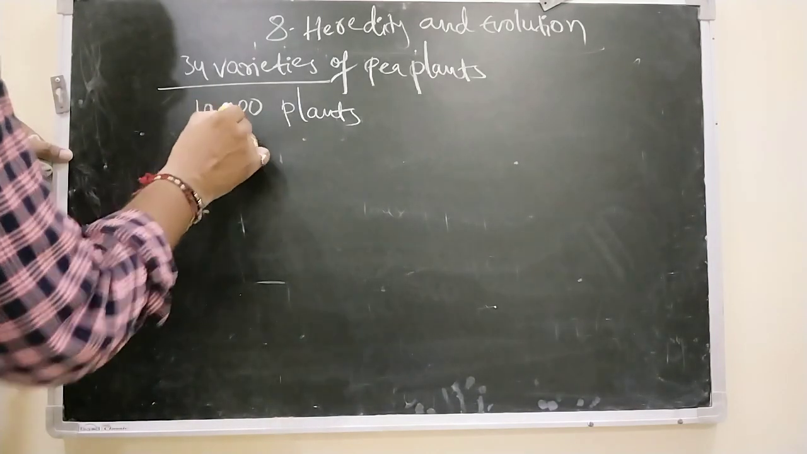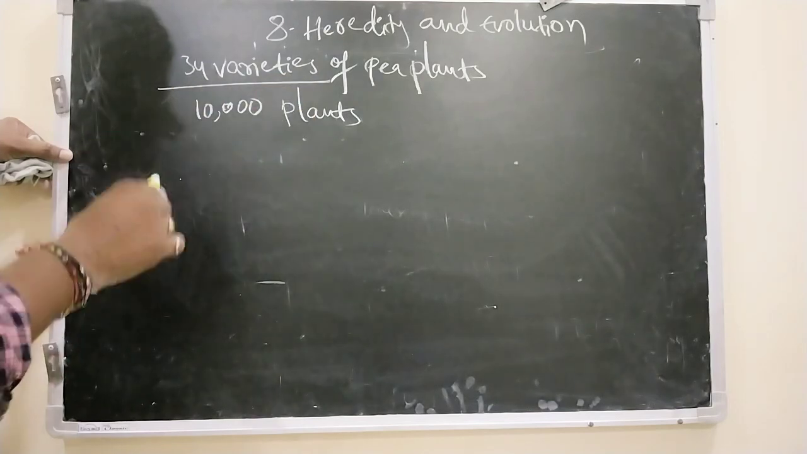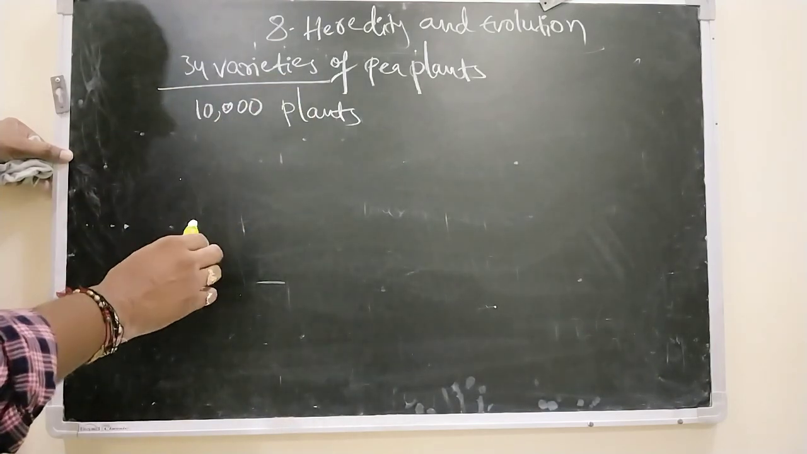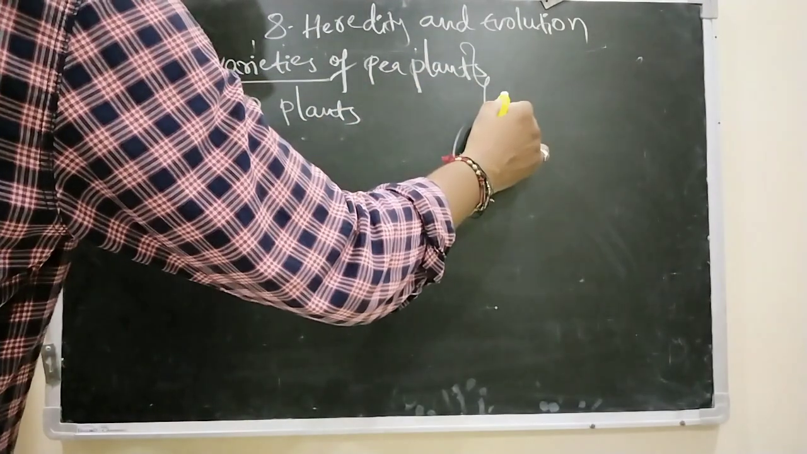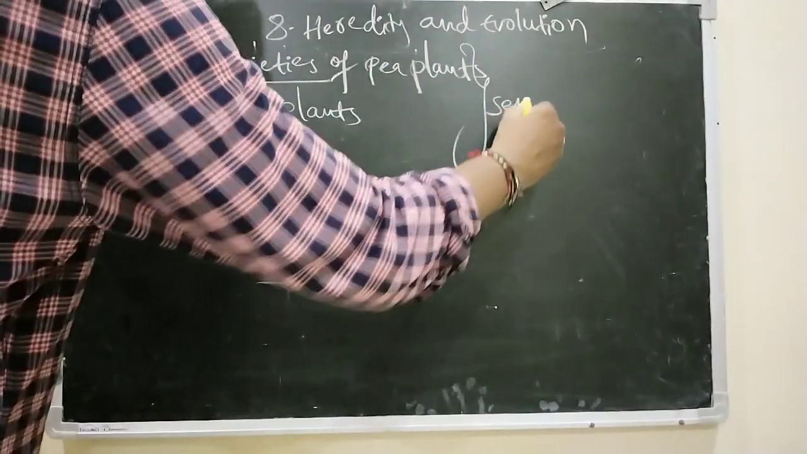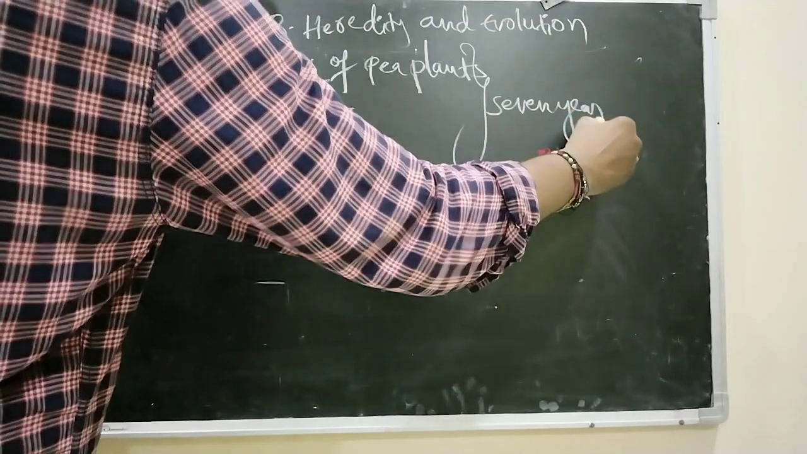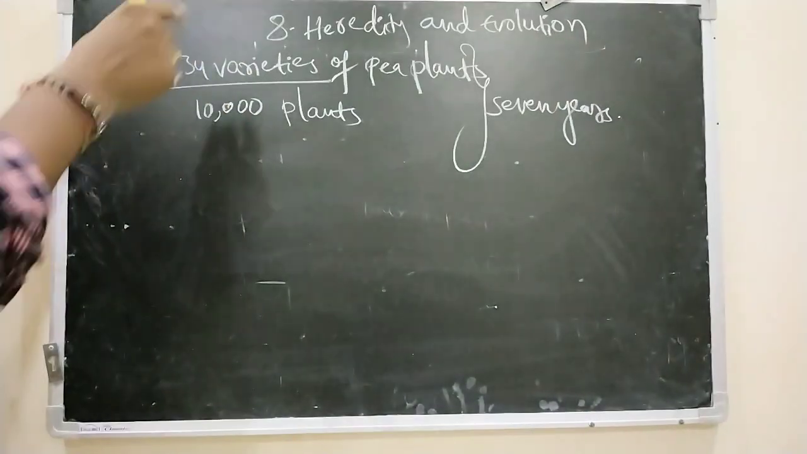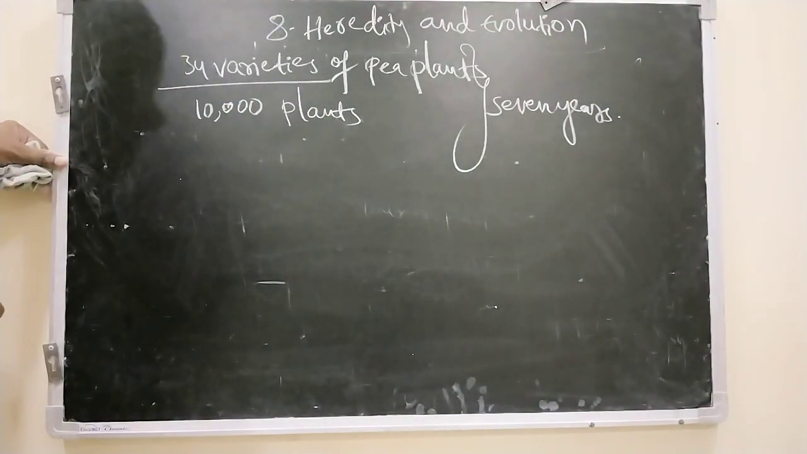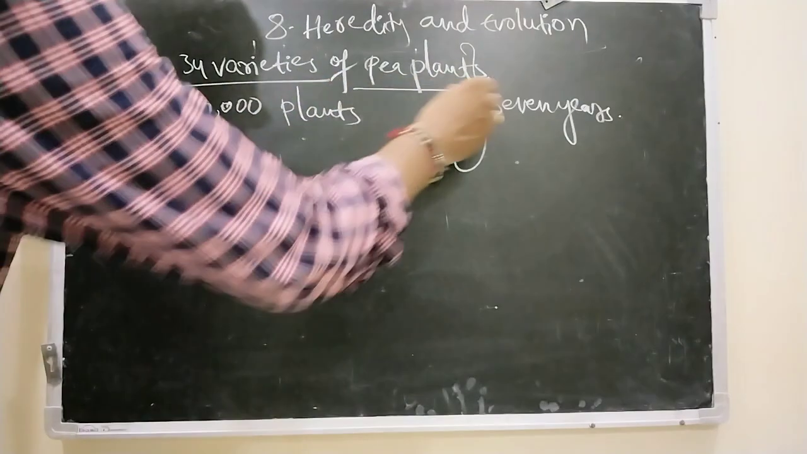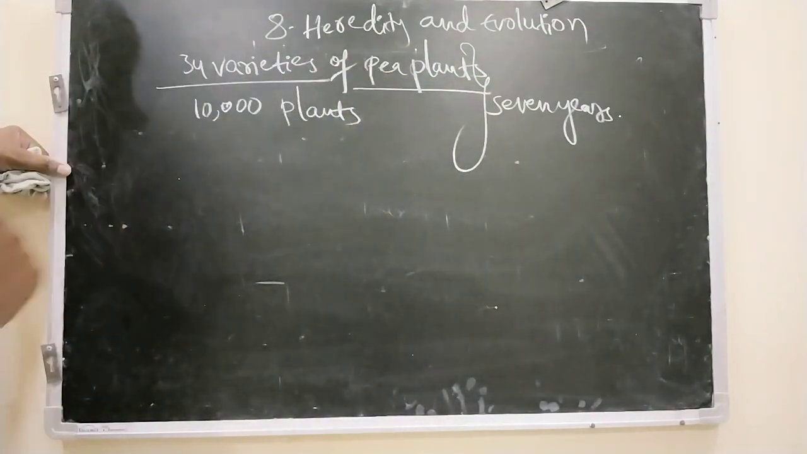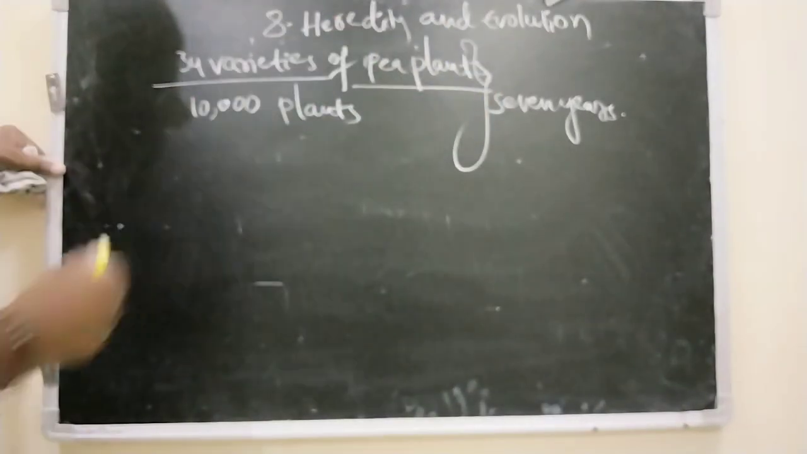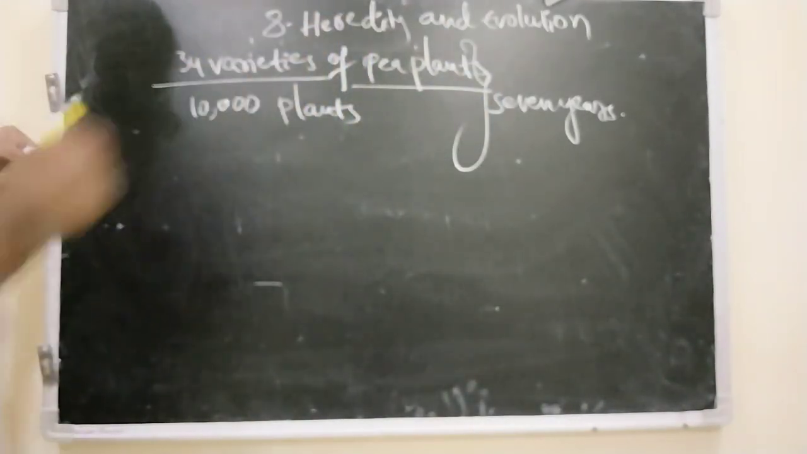Before starting the experiment, he first observed for 7 years. For 7 years he performed these experiments, and everything he noted in his book. A pea plant is an annual plant, so he maintained a record for every year. It is very easy, as it is an annual plant, completing its life cycle in a year.